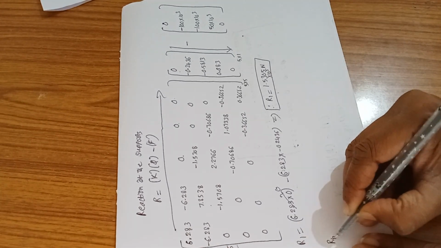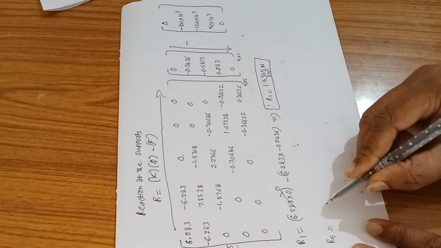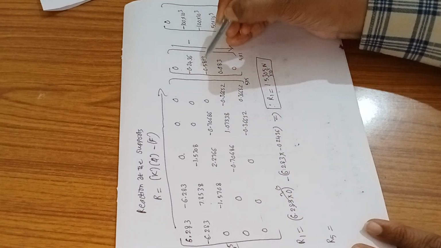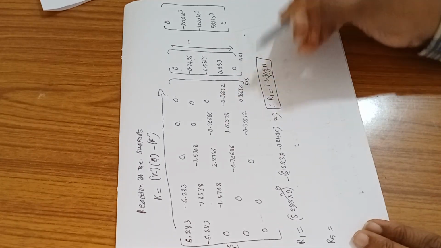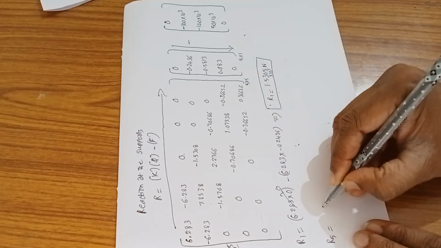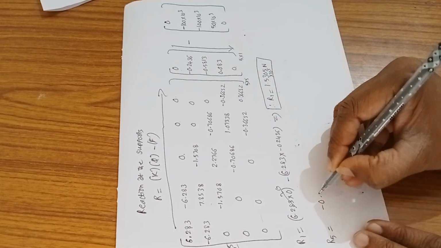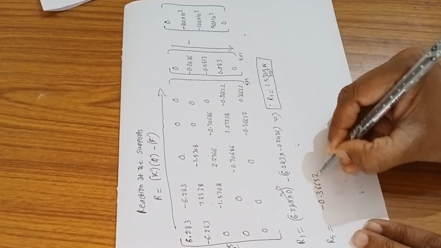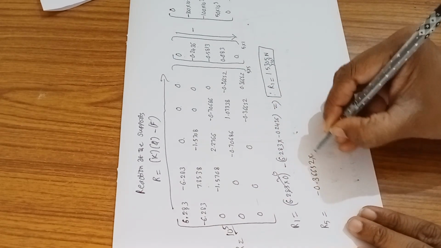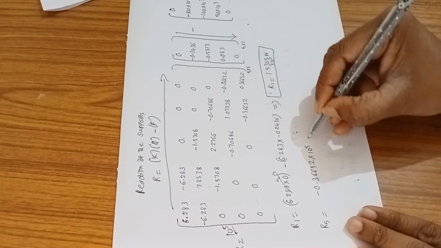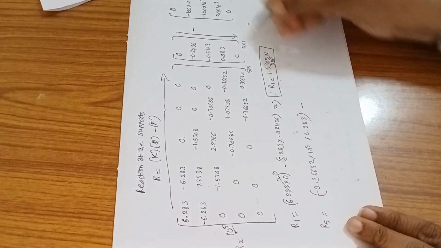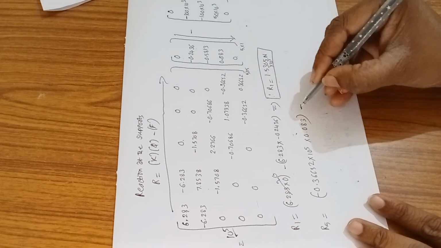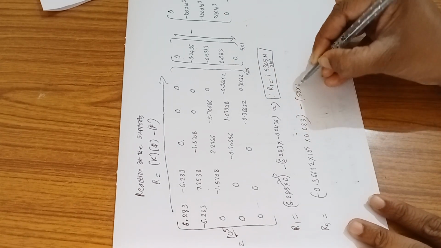Now R5. For R5, already you have 3 zeros over there, so the 3 zeros multiplied with the first 3 elements will yield 0, and the fifth element multiplied with this will also be 0. Only the fourth element I'm going to multiply: minus 0.36652 multiplied with 10 power 5, and that with 0.083, and that answer I'm going to subtract with the fourth element over here. The fourth element is 50 into 10 raised to 3.